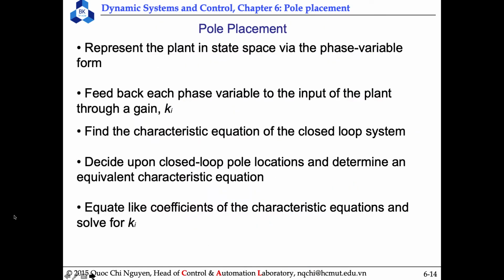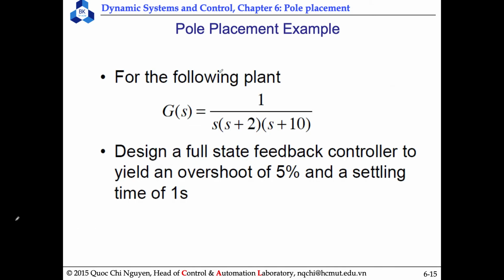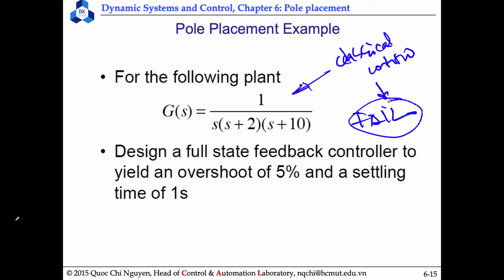For detail, we just take an example. So this is the plant. We already used the classical control, right? And we failed already. So now we can start to do the feedback control with the new controller u equals minus kx plus r.